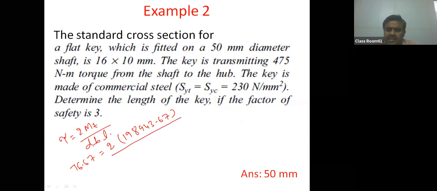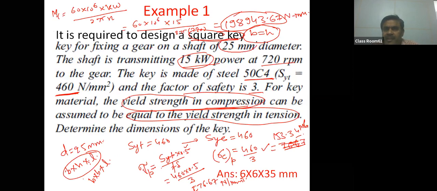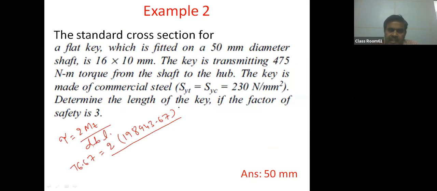So what is the diameter of the shaft in our question? 25 millimeter. Our diameter of the shaft is 25. So multiply 25 into B. B is unknown and L is also unknown. Both are unknown. So this is the first equation. You just make the equation, and from here you can find the value for BL.